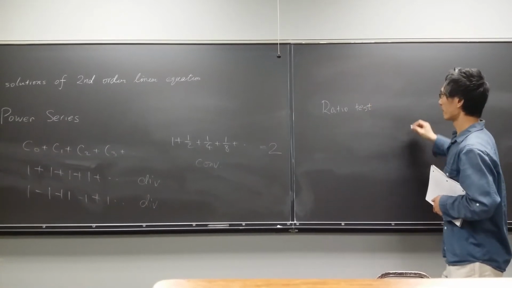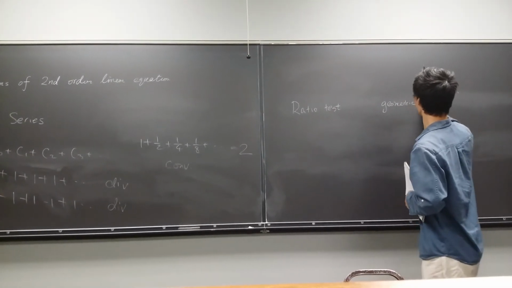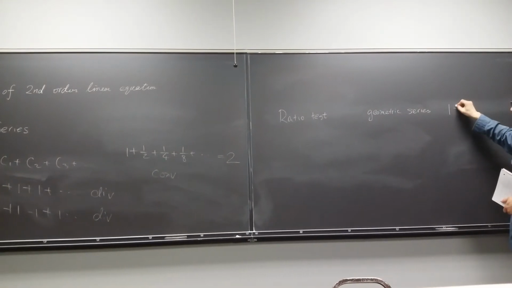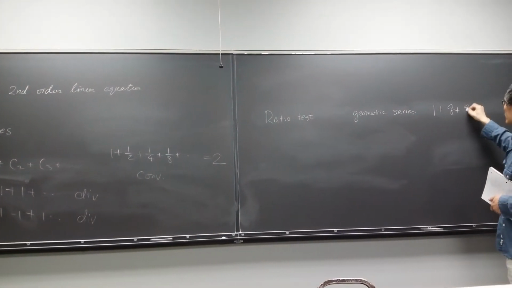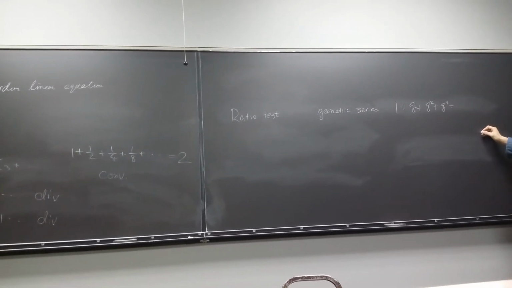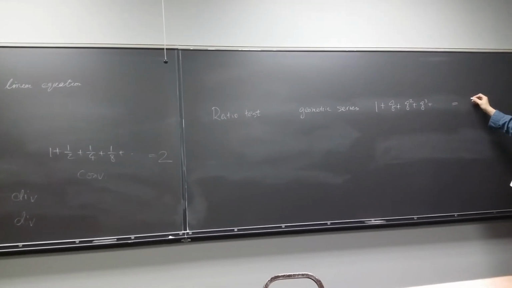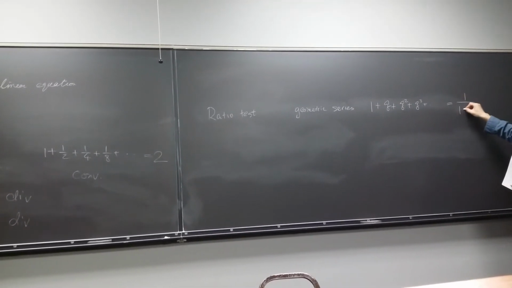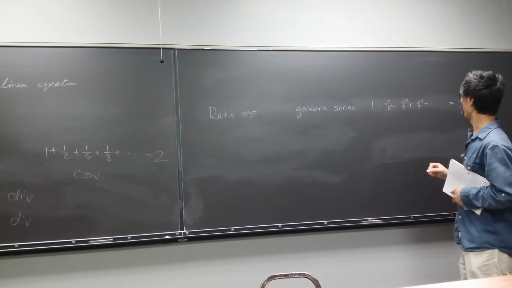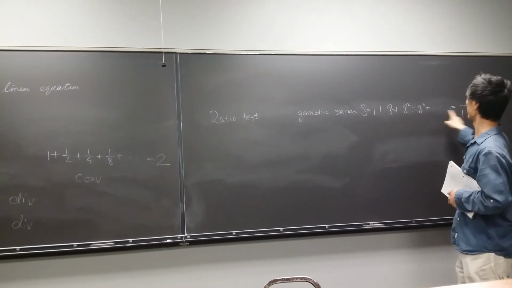The ratio test is based on something called a geometric series, which says if you add up 1 and a q and a q square and a q cube, etc., then it will be convergent if q is between -1 and 1, and the sum is 1 over 1 minus q. And that is true only for a certain range of q. I can show you why this equals that.